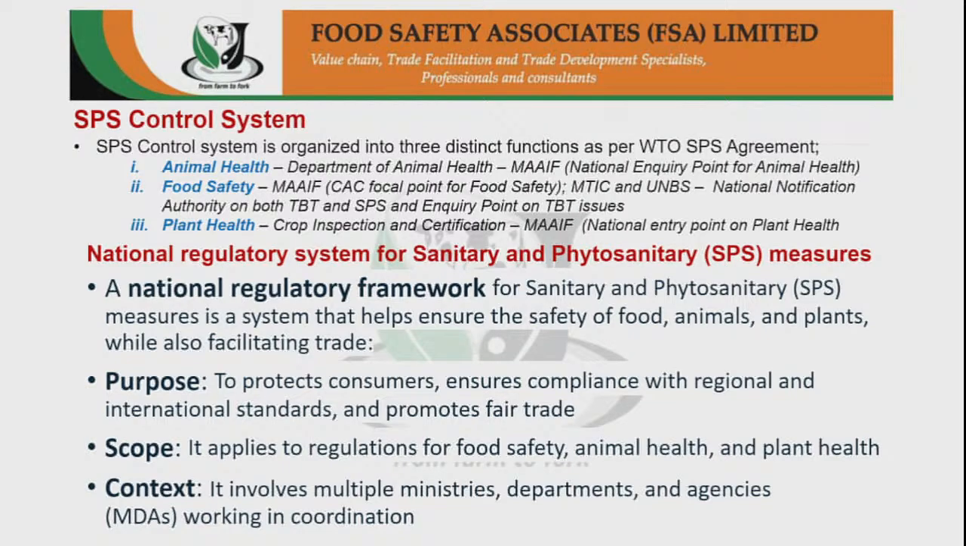Now, we have the context. It has to involve many mandatory agencies. And for these mandatory agencies to work, there must be some level of coordination. Otherwise, if they work as silos, then the system will not be able to deliver the intentions of protecting the consumers, ensuring compliance, and also promoting fair trade. That's your national food safety regulatory system.